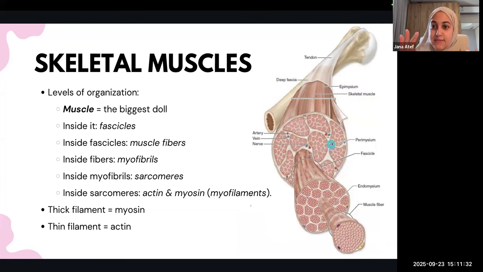Okay, inside it, it's divided into fascicles. So these groups inside the big muscle are called the fascicles, okay? And what is inside the fascicles? You have the muscle fibers, okay? And the muscle fibers are the muscle cells, okay? So this is a fascicle, okay? Inside them, these little dots inside the fascicles are the muscle fibers, okay? Now inside the fibers, there are the myofibrils, okay?